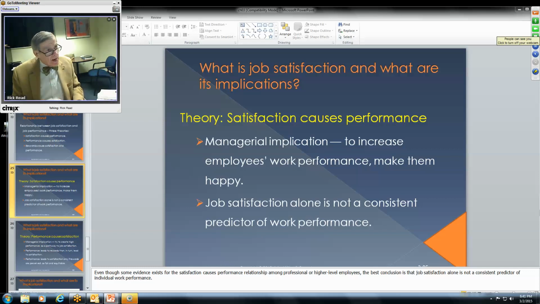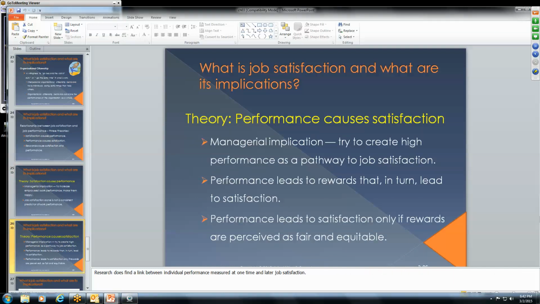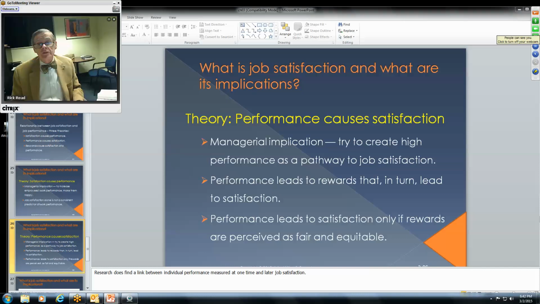Performance causes satisfaction. And what we find here is that managers should try to keep performance high because that's the direct path to high satisfaction. Better performance leads to more rewards and maybe greater chances of promotion, which is a reward in a way, and a few other things. But notice down here at the bottom, performance leads to satisfaction only if rewards are seen as fair and equitable.